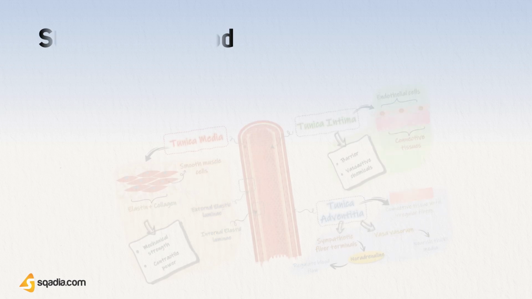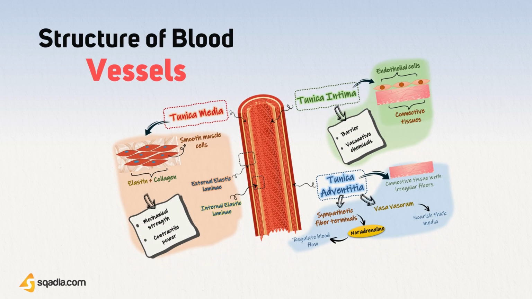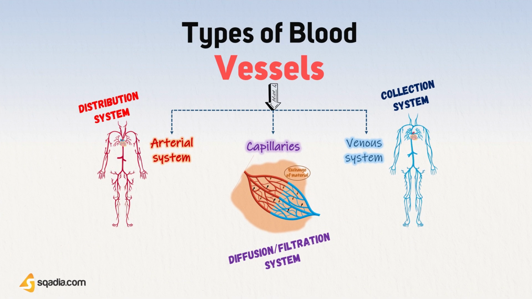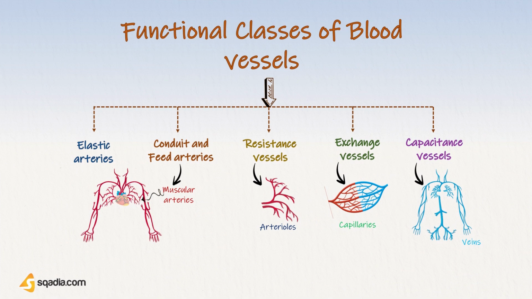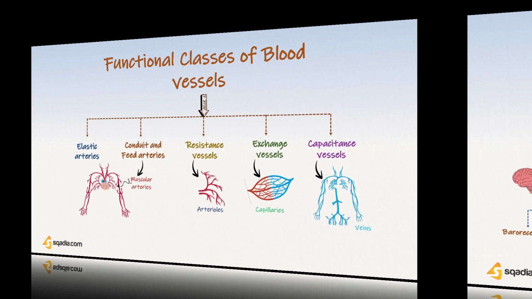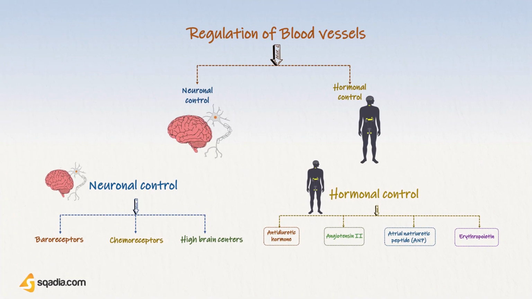Let's see what we are going to learn in this video. First of all, we will discuss the structure of blood vessels. That's important to understand its physiology. Then we will talk about the different types of blood vessels found in our vasculature, together with their properties. After that, we will look at the functional division of blood vessels, where we will discuss some important functions of different types of blood vessels. And lastly, we will try to understand how the functions of blood vessels get regulated by neuronal and hormonal control. So without wasting time, let's dive in.